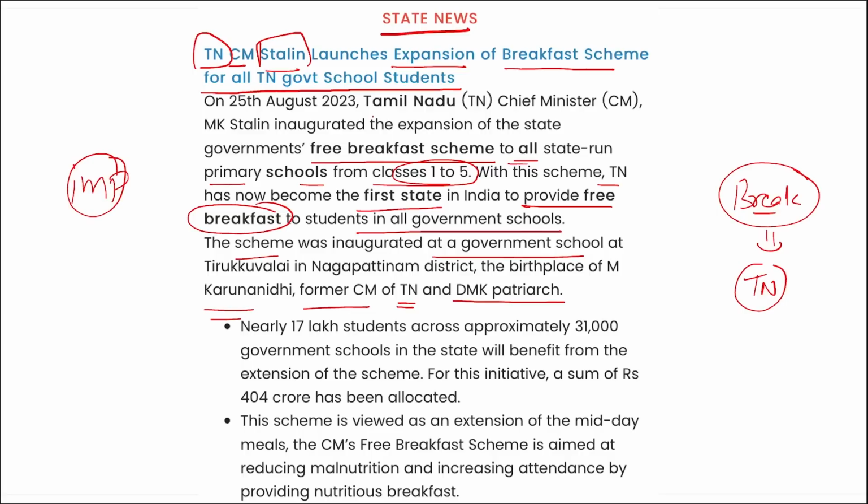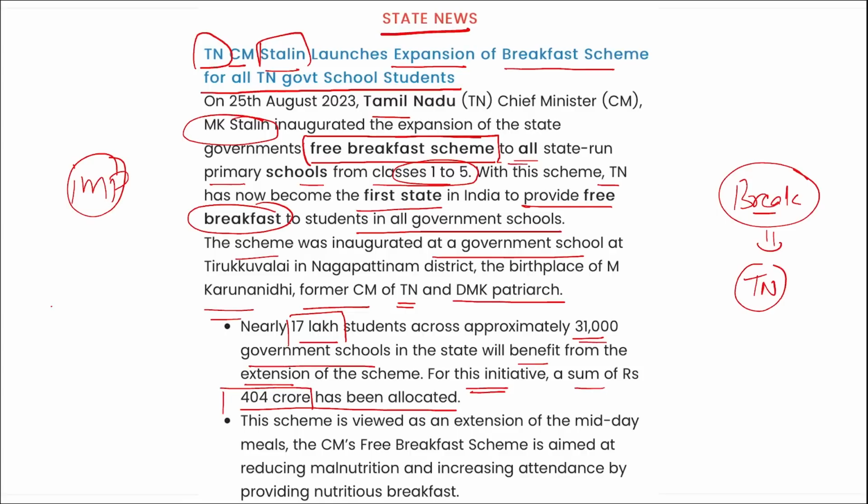So coming back, Tamil Nadu Chief Minister M.K. Stalin inaugurated the expansion of the state government's free breakfast scheme to all. Here, nearly 17 lakh students across approximately 31,000 government schools in the state will benefit from this extension of the scheme. For this initiative, a sum of 404 crore rupees has already been allocated. Correct?